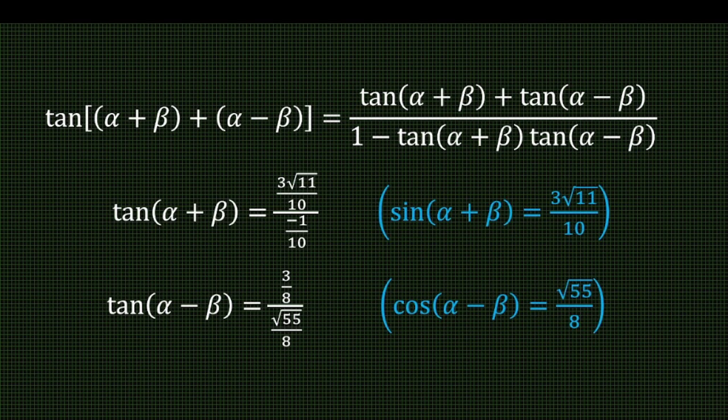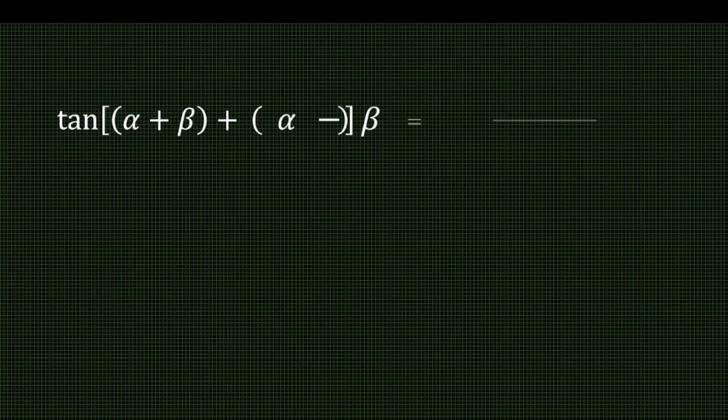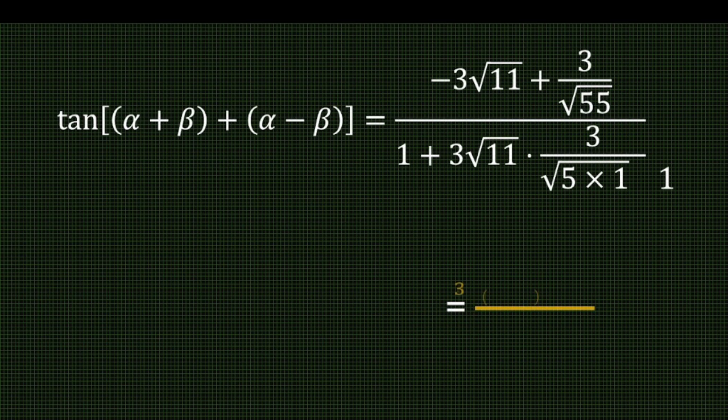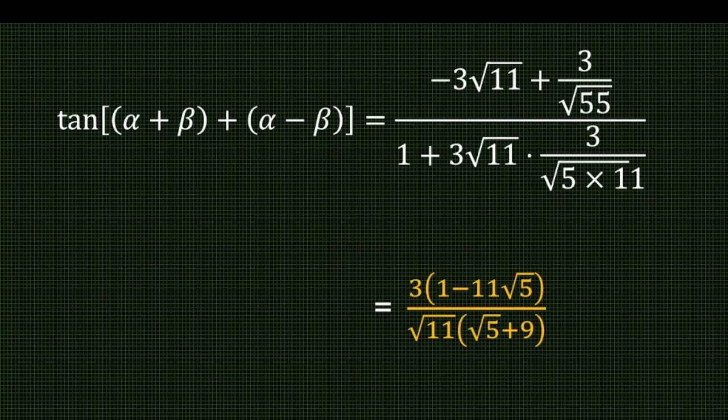For α-β, sin(α-β) is 3/8. So from the trigonometric identity, cosine is √11/8. Therefore, tan(α-β) is equal to 3/√55. Now tan 2α is equal to (-3√11 + 3/√55) divided by (1 + 3√11 × 3/√55).